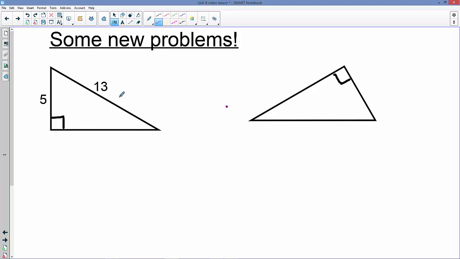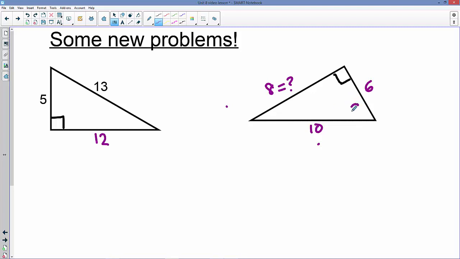We did these problems already. So 5, blank, 13. This would be 12, right? Pythagorean theorem. And all I was going to demonstrate here is that if it's upside down, so be careful. So if this was 6, blank, 10, this is a Pythagorean theorem problem. What would this missing side be? See if you can figure that out. Pause the video. Okay, well 6, blank, 10 is really 6, 8, 10, because that's just double of a 3, 4, 5 triangle.